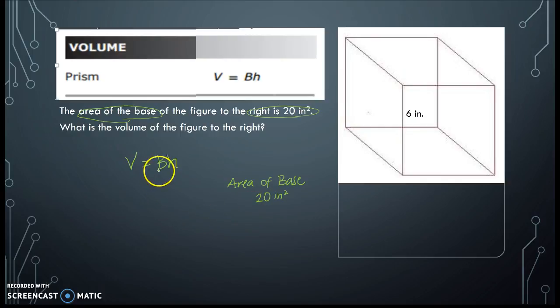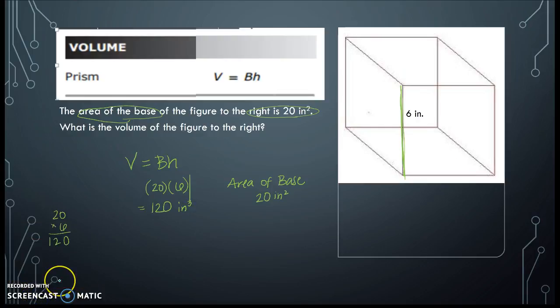And then we're going to plug it back in for big B, okay? So area of the base, it says, is 20. And then we're going to look at our diagram here. It's saying that this dimension here, the height, is 6 inches. So 20 times 6. So 2 times 6 is 12, and then I can add a 0 back on. So 120. If you need to double check, 6 times 0 is 0, 2 times 6 is 12. Okay, so 120 inches cubed.